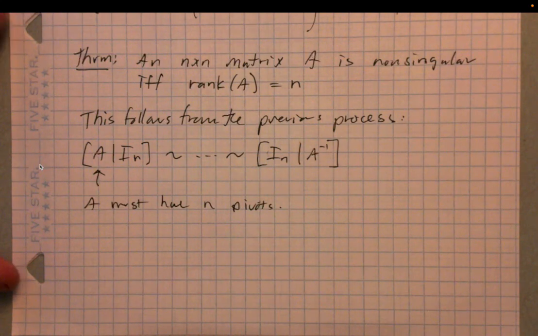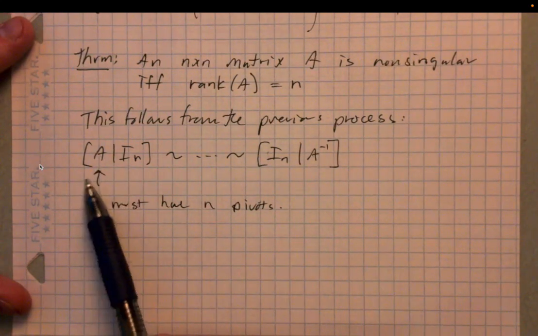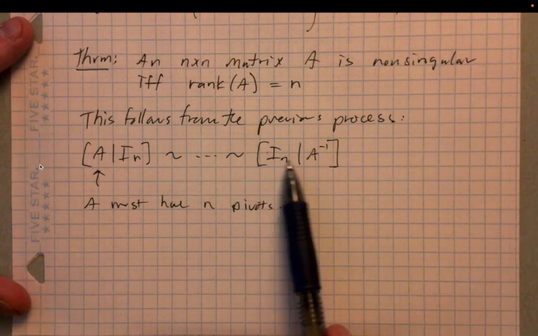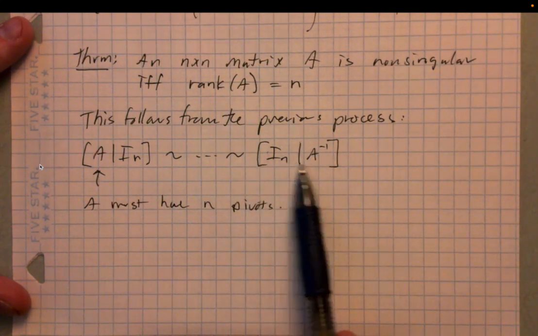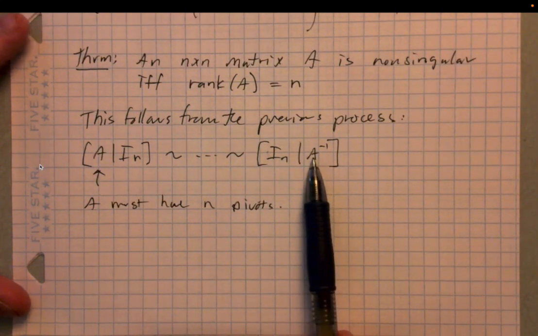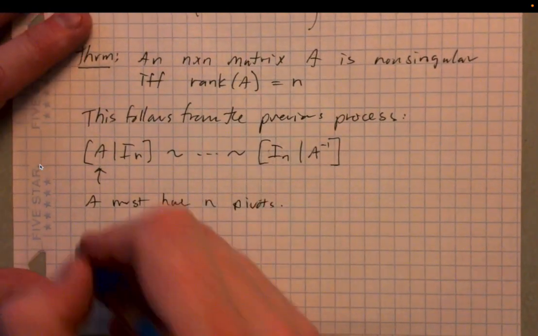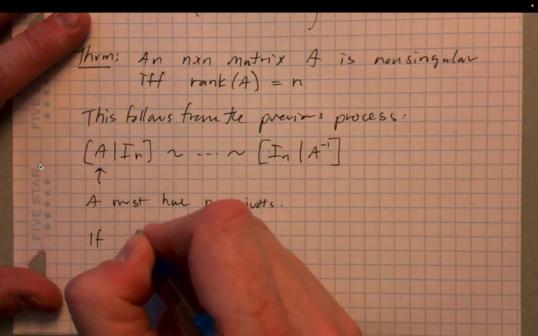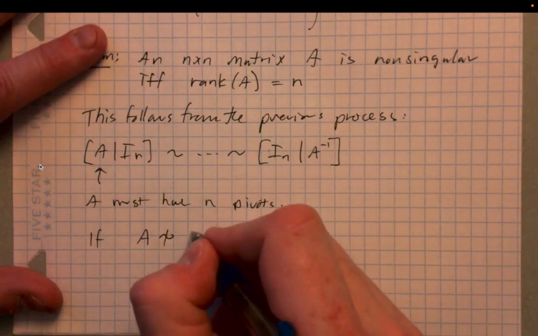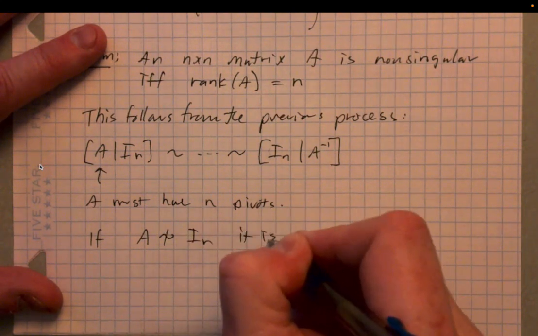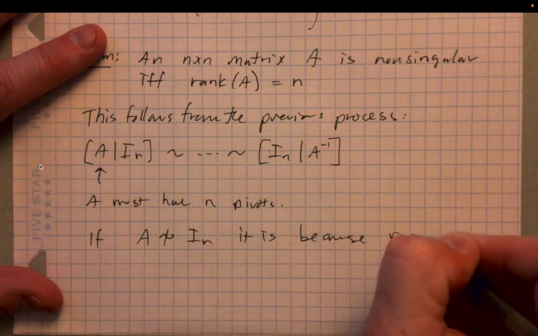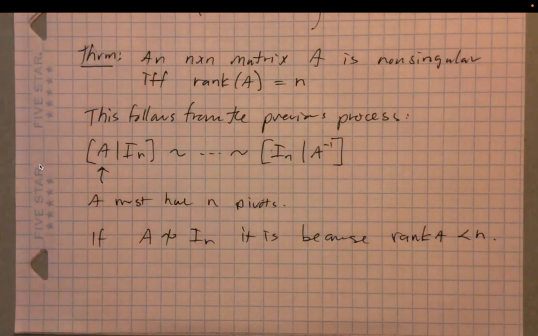Okay? Another way to say that is, this augmented matrix cannot be converted into this form. If that's the case, A won't be equal to I_n, and that'll be because the rank is less than n. So if A is not equivalent to I_n, it is because the rank of A is less than n. Okay, so if the rank of your matrix is less than n, then it's not going to have an inverse.